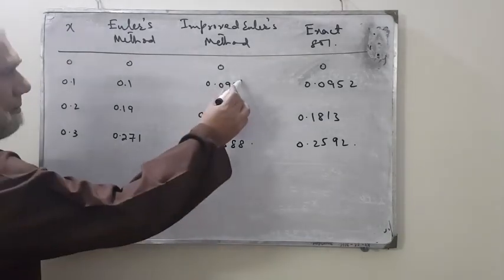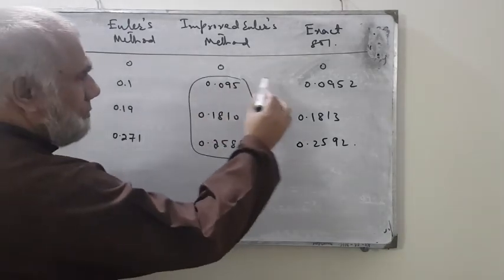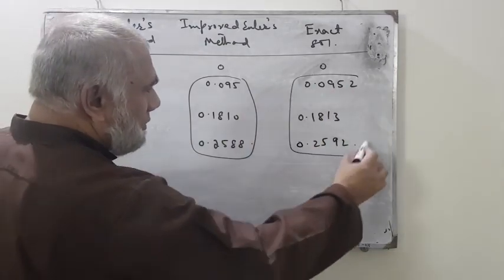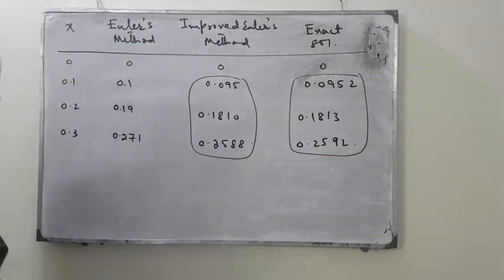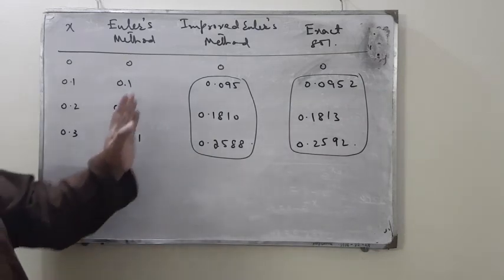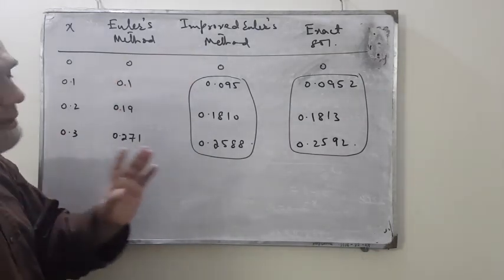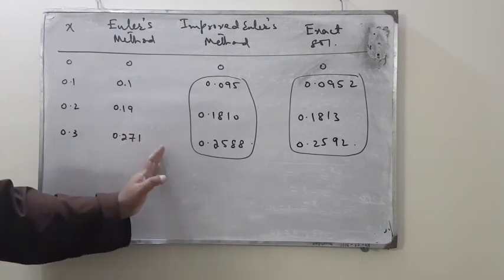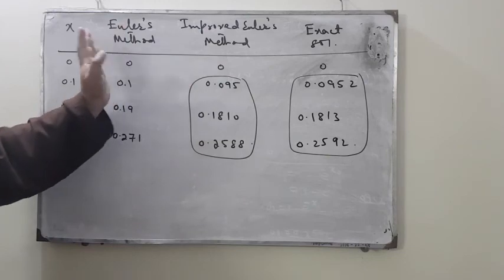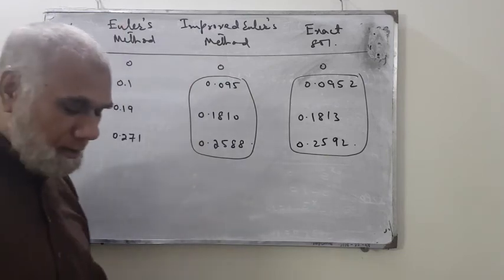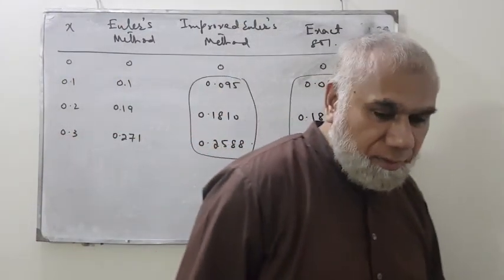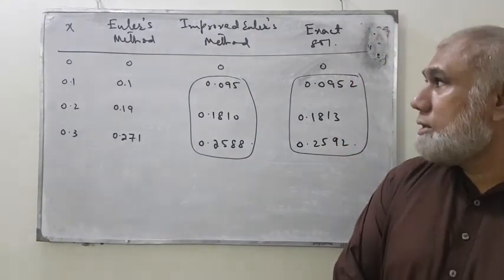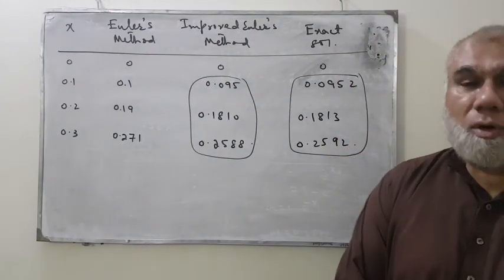So obviously these are closer to the exact solution as compared to the Euler's method. So the improved Euler's method gives you better results comparatively to the Euler's method. But the main thing is the improved Euler's method is entirely based upon the Euler's simple method. So this was the whole story for today's talk.